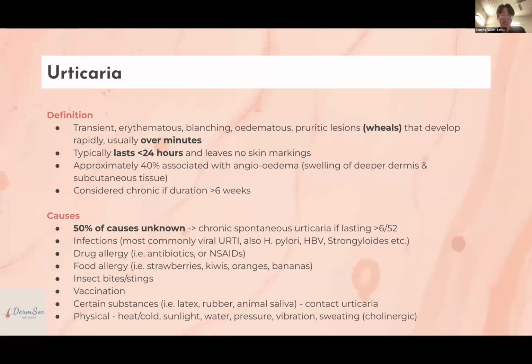And then the other possible causes are things like infections, drugs, food allergies, insect bites, vaccinations, certain substances when you contact them, so contact urticaria. And then even physical factors like heat, sunlight, water, pressure, all those kinds of things can cause urticaria as well.